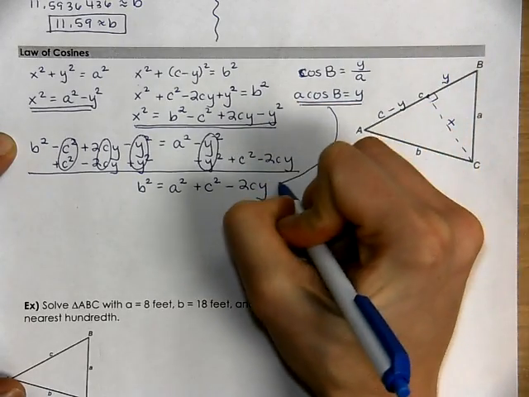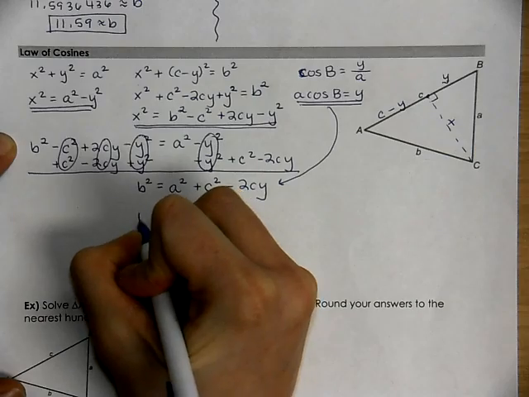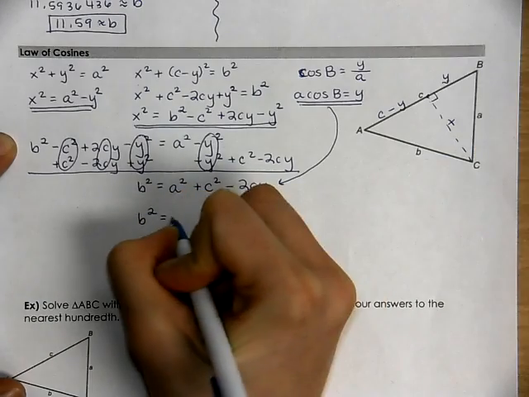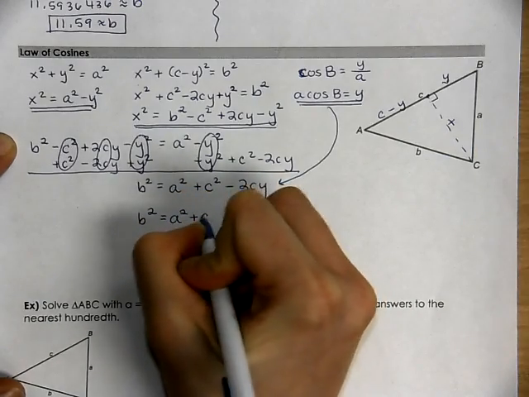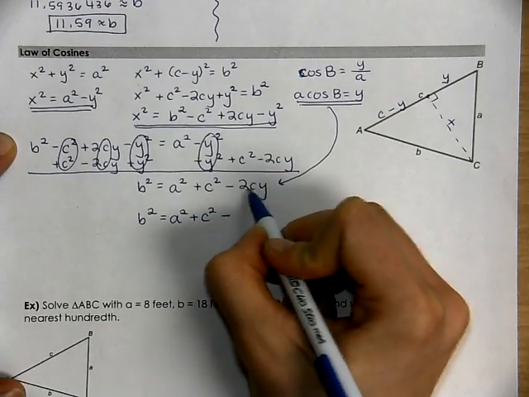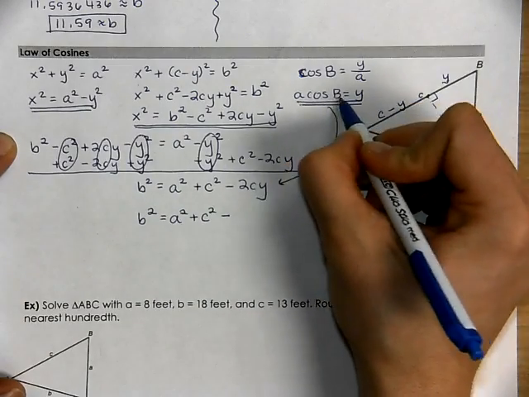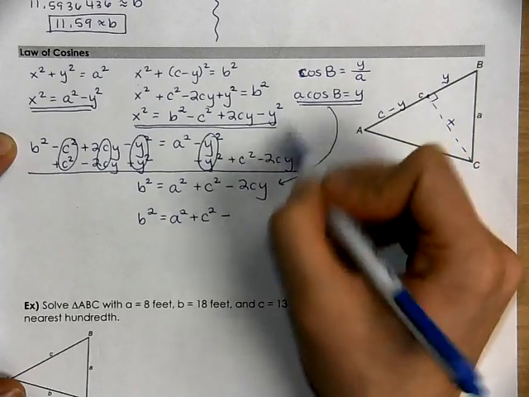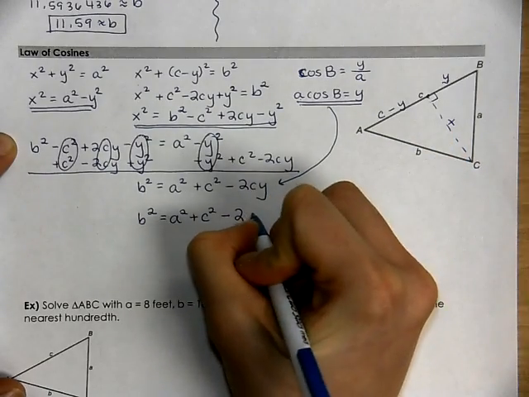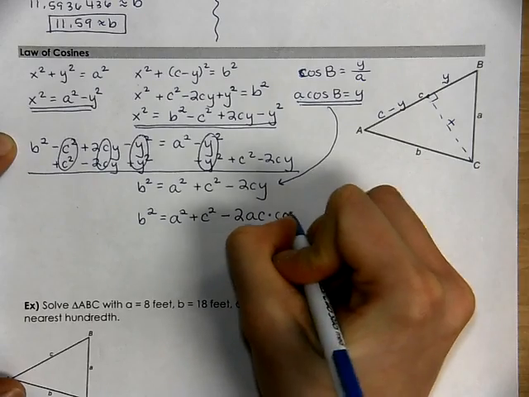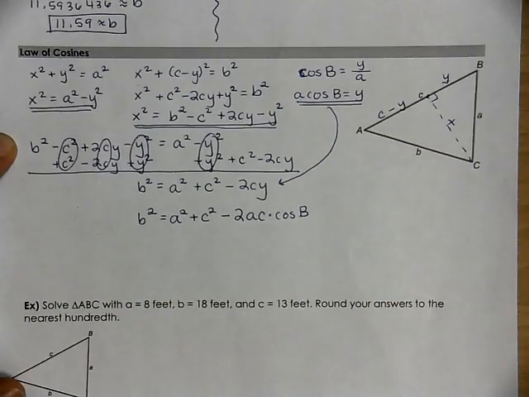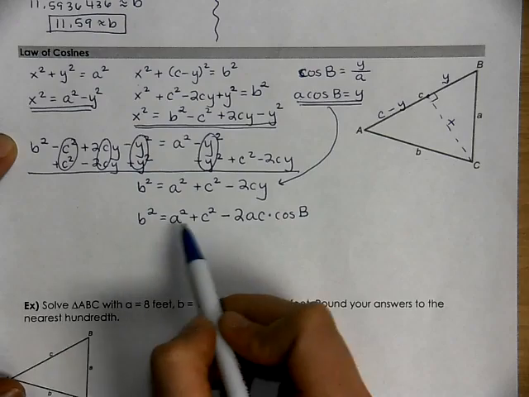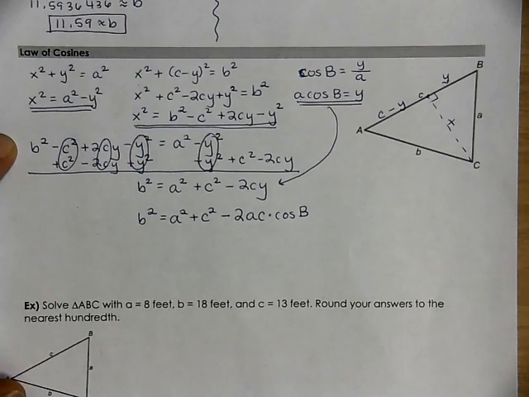I will now substitute that into our formula, and I get that b squared is equal to a squared plus c squared minus 2 times c times a cosine B. I'm just going to orient these so a and c are in alphabetical order: 2ac times the cosine of B. And now we have a formula that relates the side lengths a, b, and c and one of the angle measures to one another in a triangle that's not a right triangle. This is called the law of cosines.